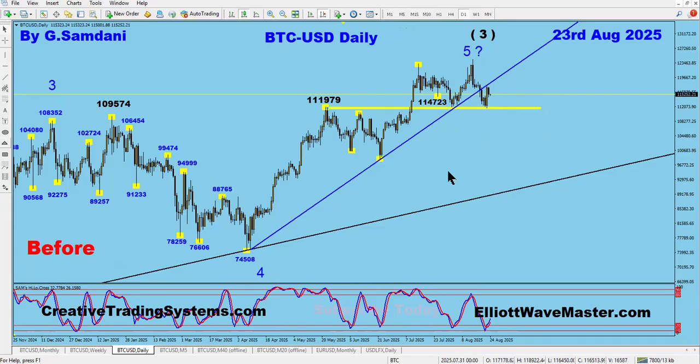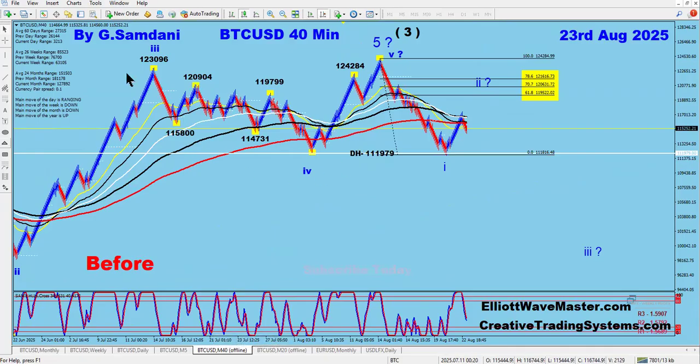For that, I use my Renko chart system, Renko candles, where you see this. This is my 40-minute chart, and this is more detailed, with small highs and lows. That's what's happening. So this is the end of wave five and wave three, and now we drop here. I would say that this could be wave one of wave one.